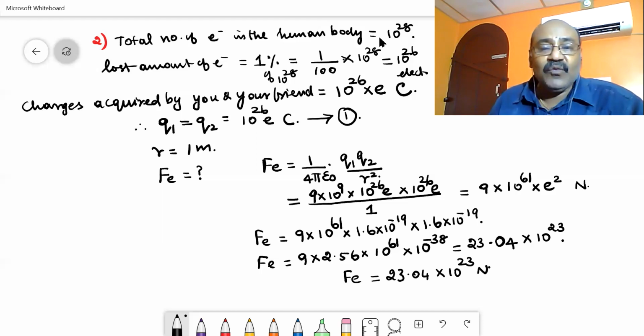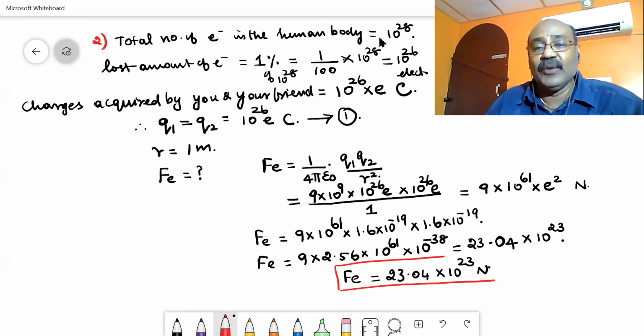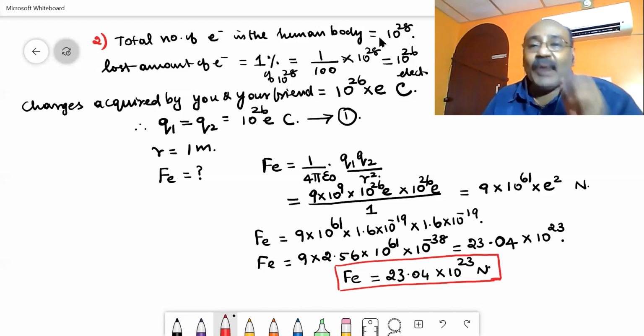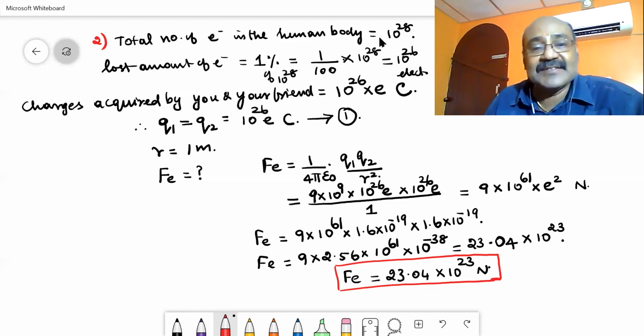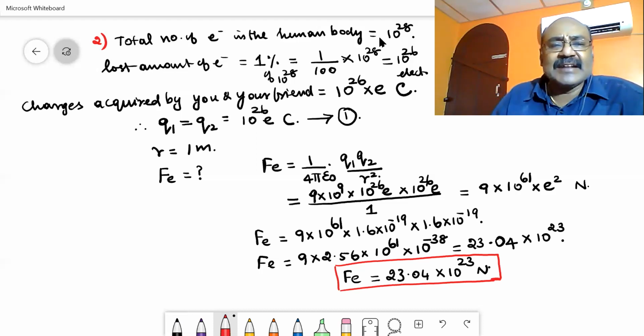This is the electrostatic force, or the Coulomb force, experienced between you and your friend when you both are losing 1% of electrons. This is the first question asked. So let us consider this as subdivision A.